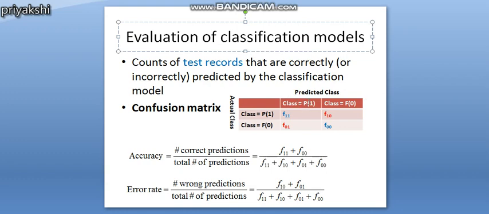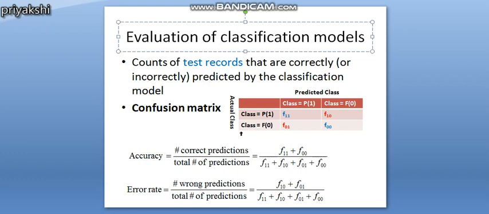So in this diagram, this is a confusion matrix for a two-class problem or binary class problem. Two-class problem means, for example, we have taken two classes, one is pass and another is fail. So pass is taken as 1 and fail is taken as 0. So in this particular area, this is the actual class, and here these are the predicted classes.